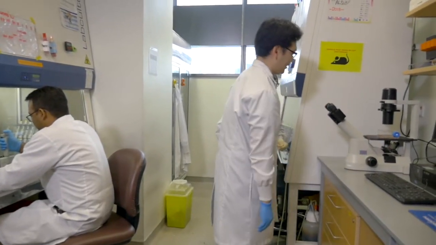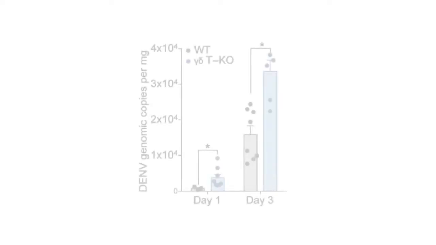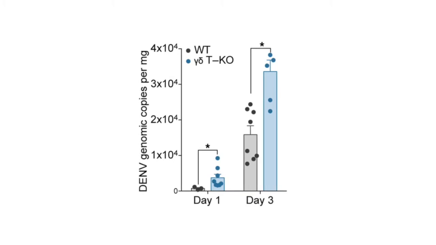To really confirm the importance of gamma delta T cells during infection, we also used mice that were genetically deficient in gamma delta T cells. As you can see in this key figure, after dengue infection, these mice had much higher levels of virus in the skin, showing that gamma delta T cells are important for early host defense against dengue.